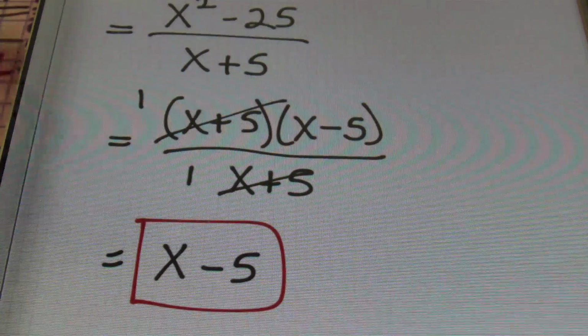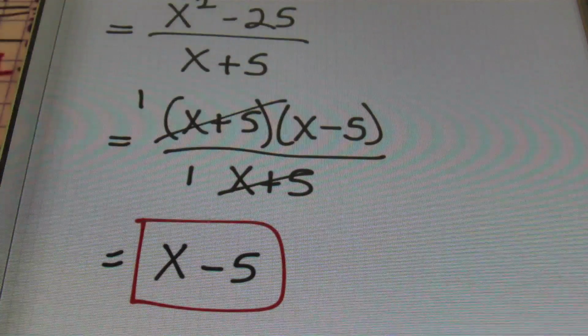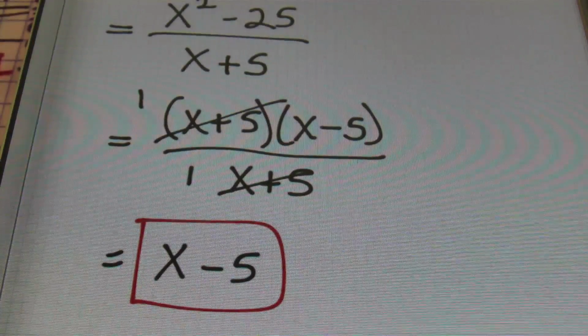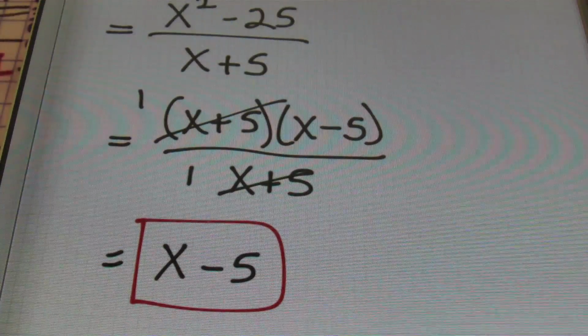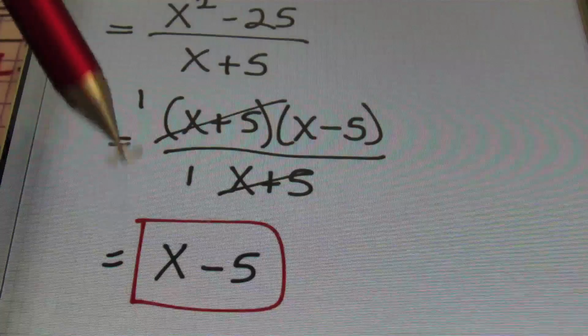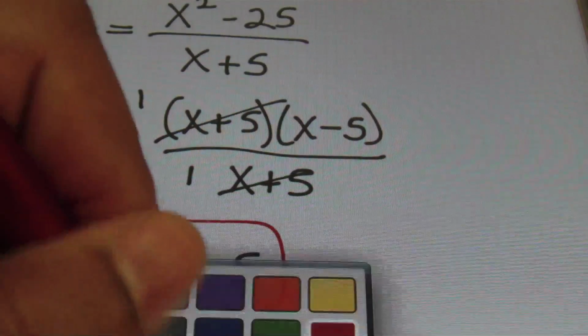And then because we had a common factor in the numerator and the denominator, you can cancel it out, and that's exactly what we did. That ends up giving us a result of x minus 5, and I like a red box around my answer, so that's what I did. All right, let's move on to the next one.